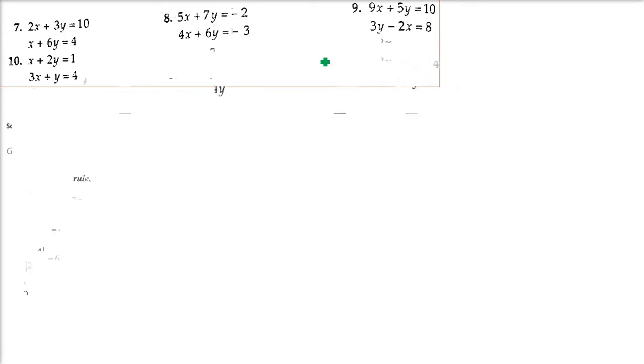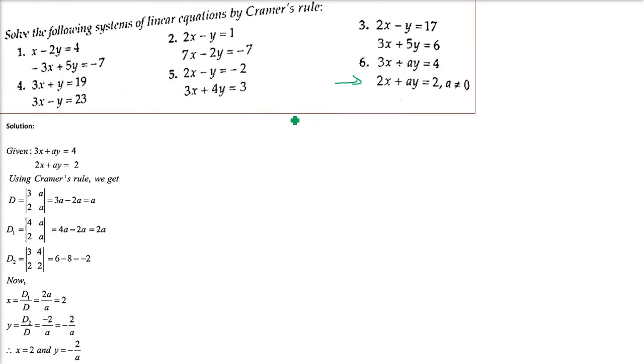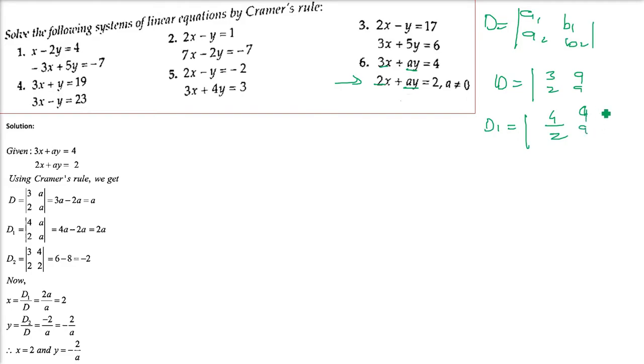One of them is somewhat different, though it is actually the same. Here, the coefficient of y is A. So this is a1, a2, and this is b1, b2. I am doing the sixth one. So D is equal to 3, 2, A, A. What will be D1? The first column has to be replaced by 4, 2, so 4, 2, A, A will remain like that. D2.